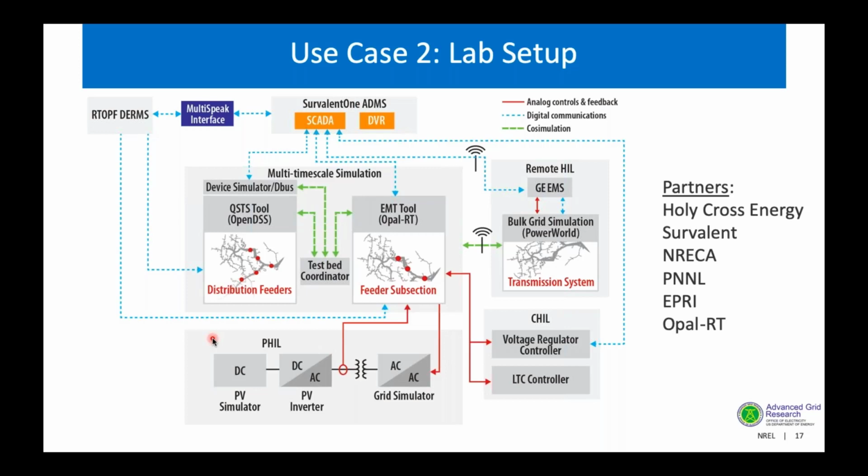This feeder has a fair amount of PV systems already in place. And then what we're also doing is not only modeling the system as it looks today, but Holy Cross Energy is expecting continued growth in rooftop solar and electric vehicles and behind-the-meter storage. So we adapted the model to reflect a future scenario. And so we have another PV inverter connected through power hardware in the loop. Here is the Surveillance ADMS with its dynamic voltage regulation application. Here is NREL's DERMS code.